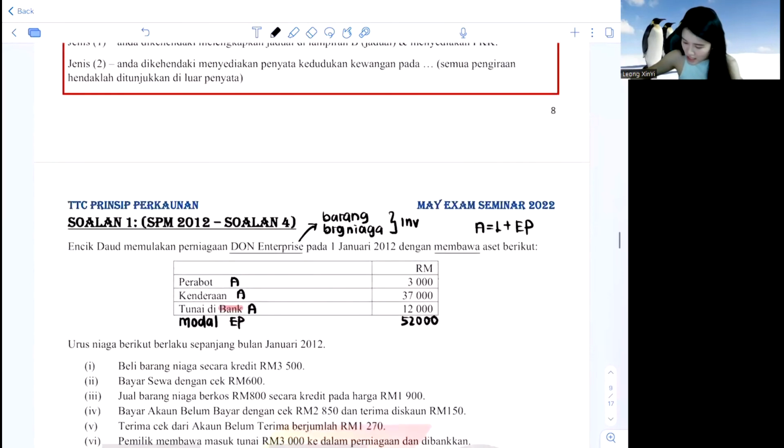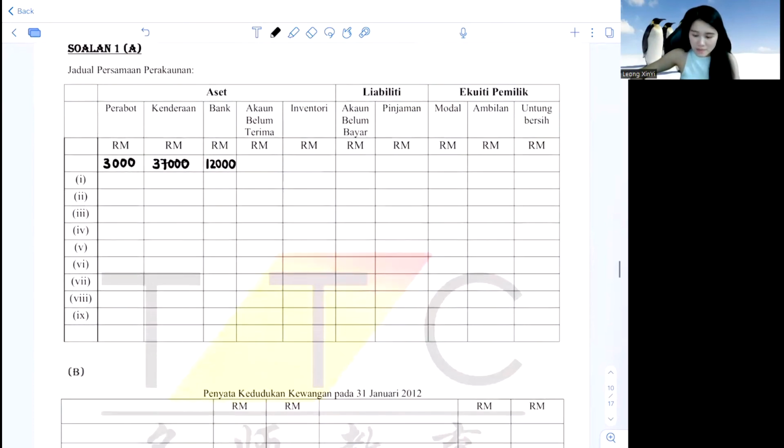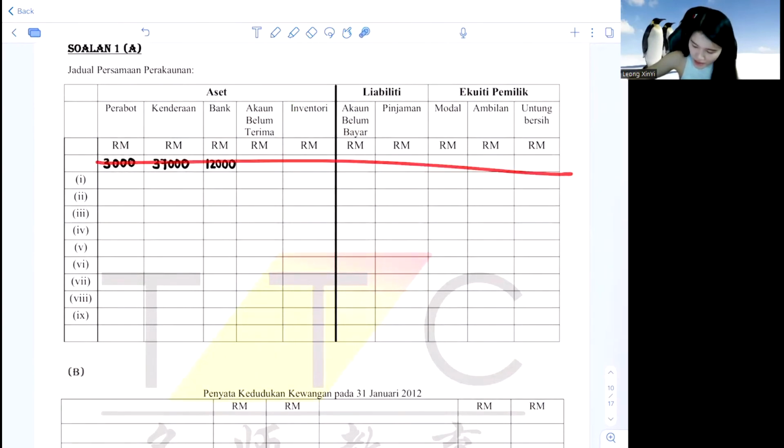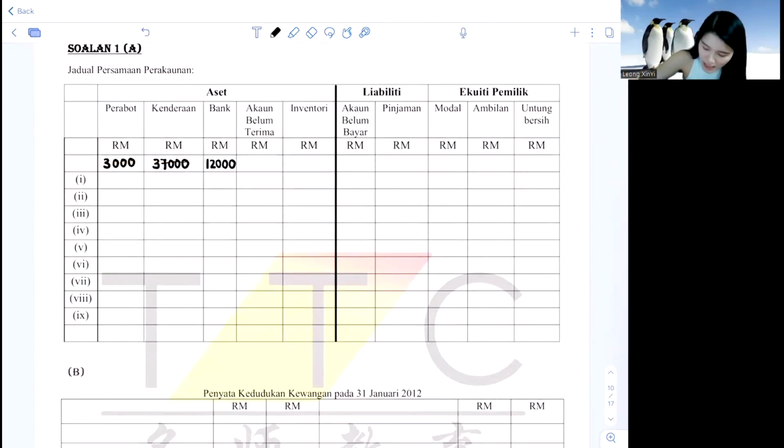Okay, now the 3,000 is perabot, 37,000 is kenderaan, and bank is 12,000. So once you fill up the three numbers according to their own columns, you will find your row not balanced. You see? Now it's only the asset side that we have things, but I need my liability plus EP to be the same as well. That's why even if you didn't realize it at the beginning, you should be realizing it when you fill up the table, isn't it? So it's not balanced. I will put the 52,000 into modal.